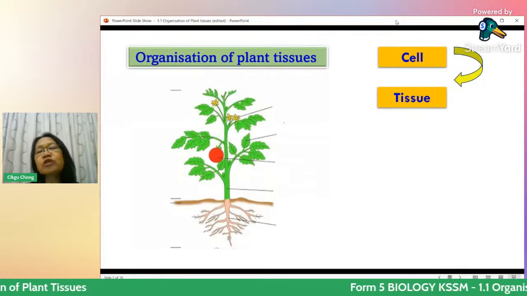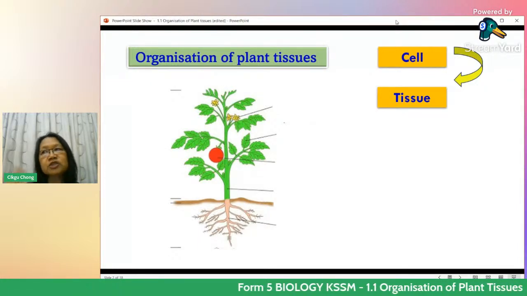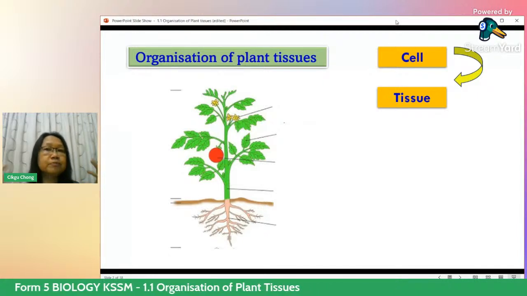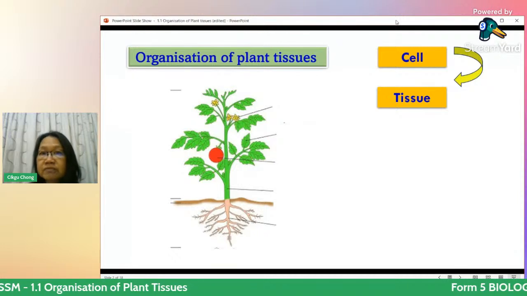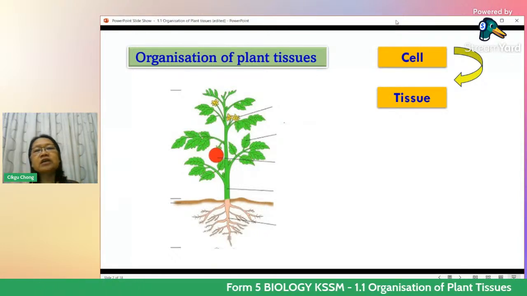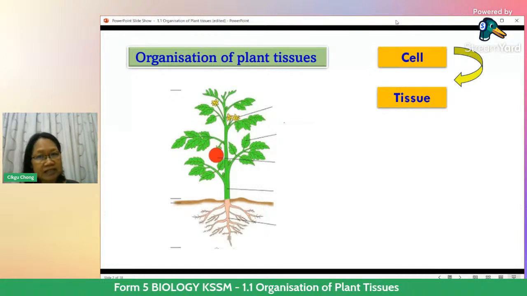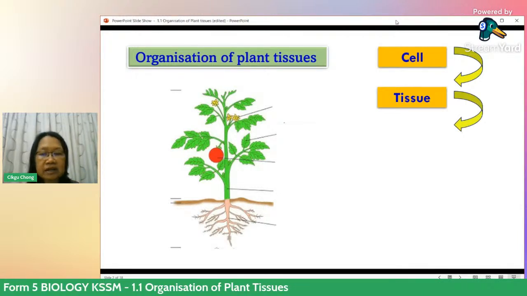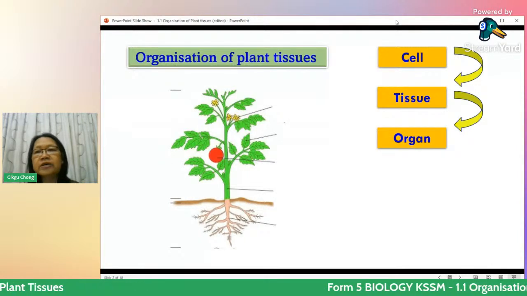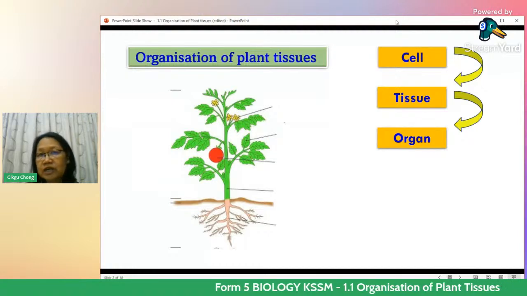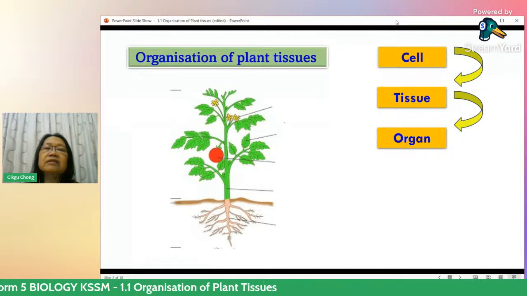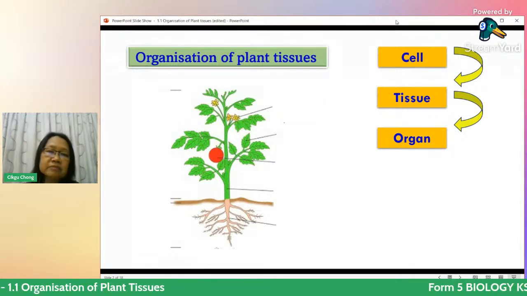Now let's say you have tissue A, and then another tissue, tissue B, or tissue C, or tissue D. All of them group together to form a specific structure, which we call the next level of organization. So you get an organ. An organ is a structure or a part of a living animal or a plant that consists of many different types of tissue.